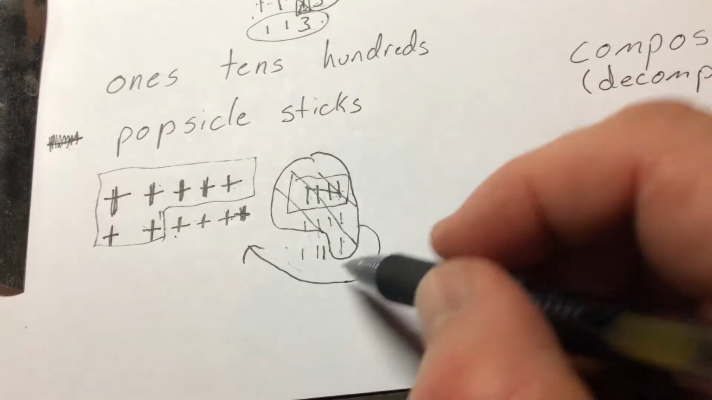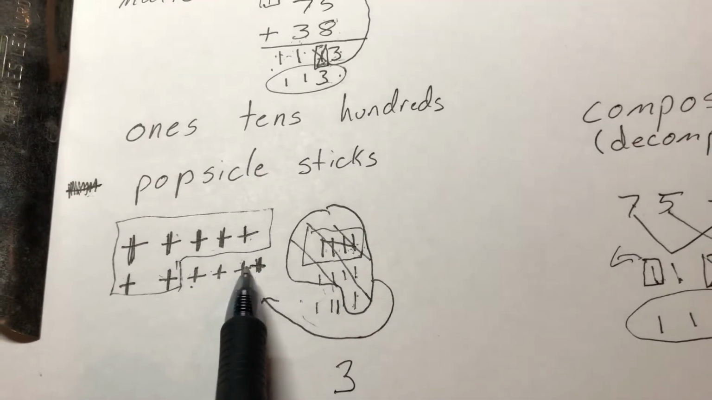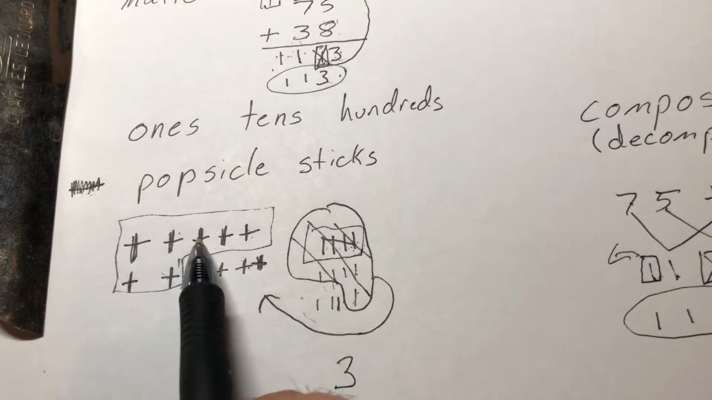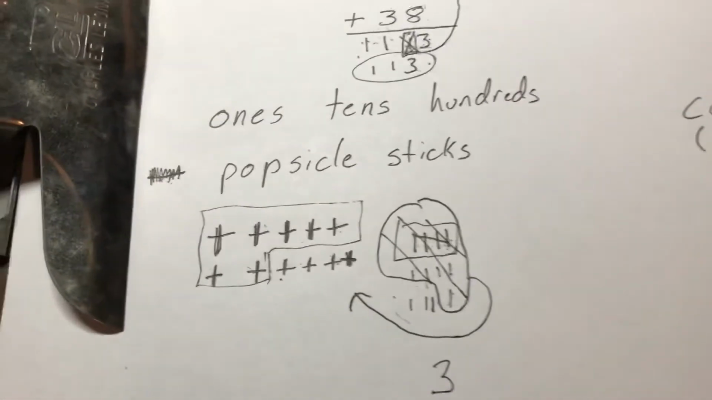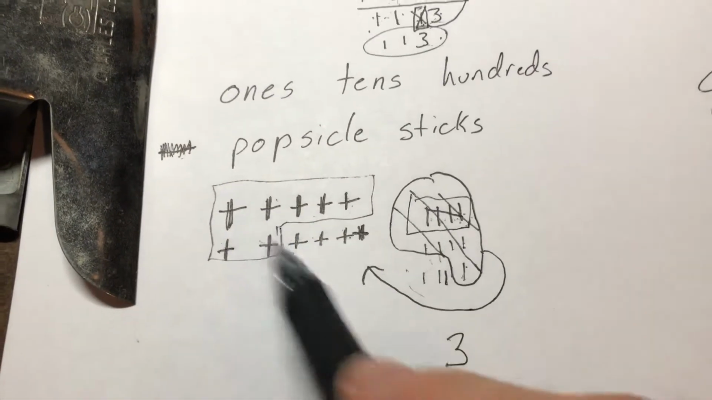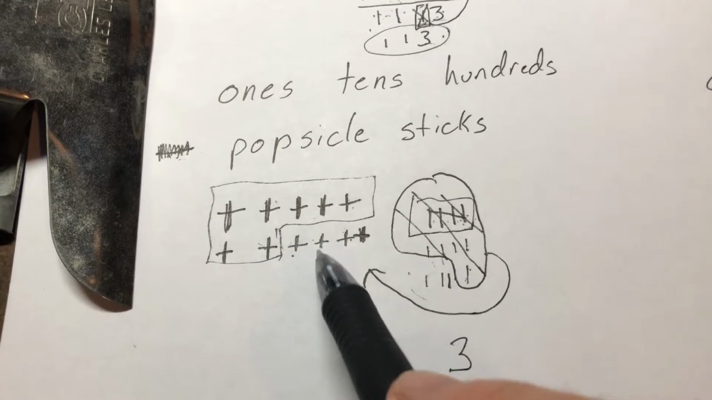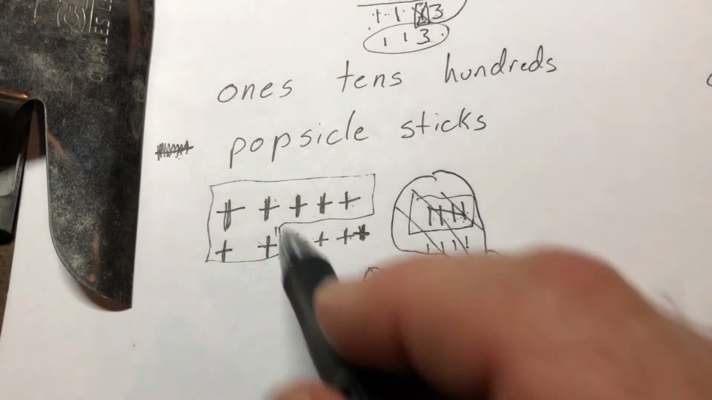So let's count. I have my 3 1s. And now I have 1, 2, 3, 4, 5, 6, 7, 8, 9, 10, 11 sets of 10. So again, that's going to cause us to have another issue here because you can't have 11 sets of 10. You can't have 2 digits in one place value. So what do we need to do?